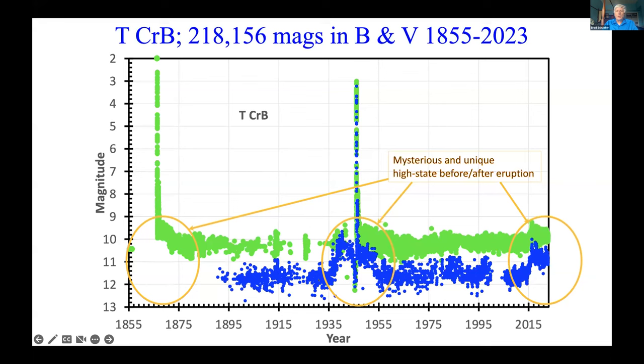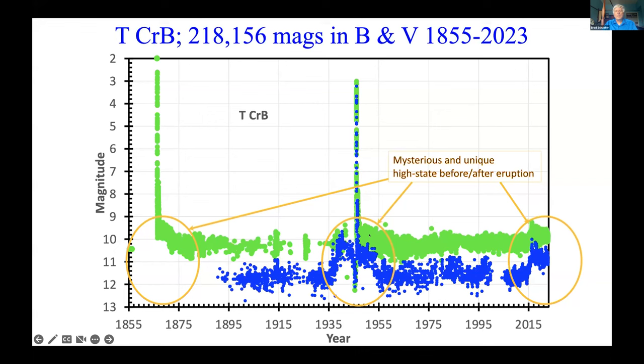What happens is, before the 1946 eruption, starting in the year 1935 or maybe 1936, T CrB started brightening. It started brightening away from what we'll call a low state. It rose to what we can call a high state. And it stayed in this high state for getting on 20 years, with the eruption in the middle. So here we have this high state, which is prominent in the blue band. And you can also see the high state in the V band.